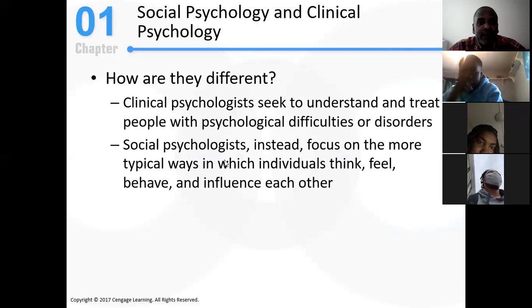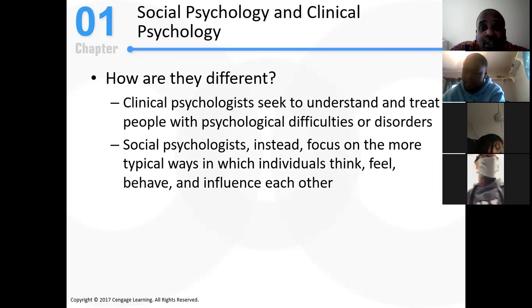So again, we talked about before clinical psych, they oftentimes will try and see people with psychological disorders as well, where social psychologists will focus more on the typical ways in which individuals think, feel, behave, and influence one another. That word influence there is really important.